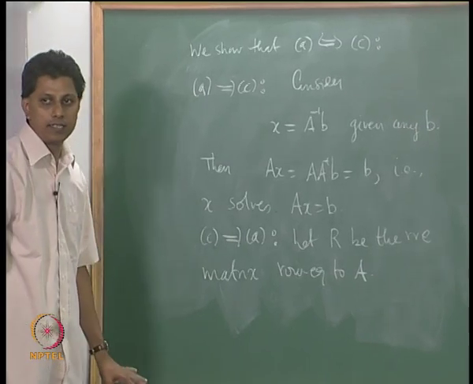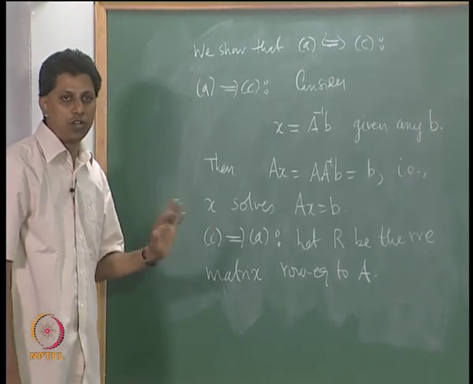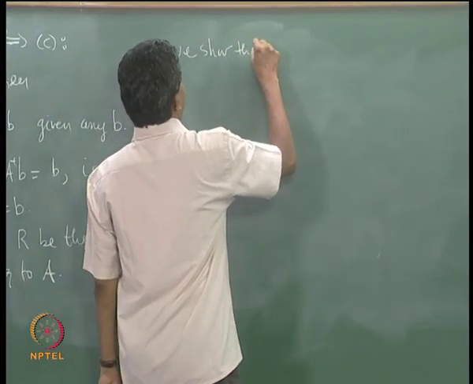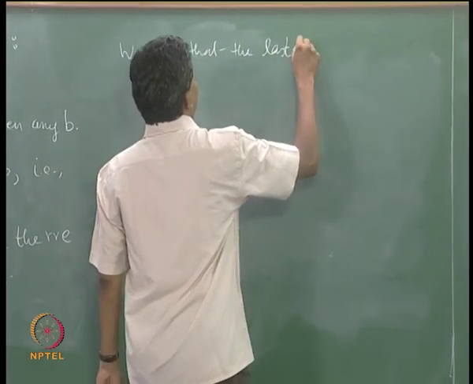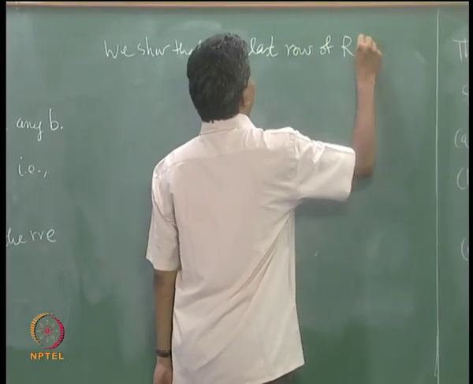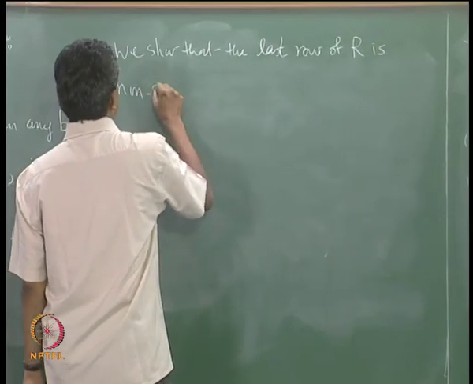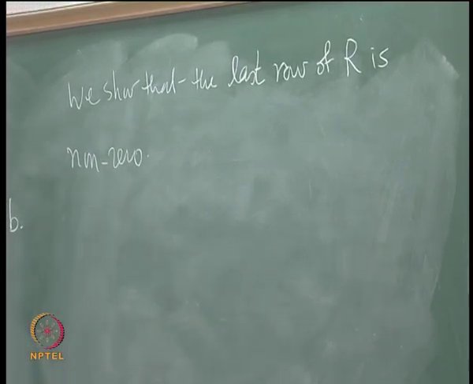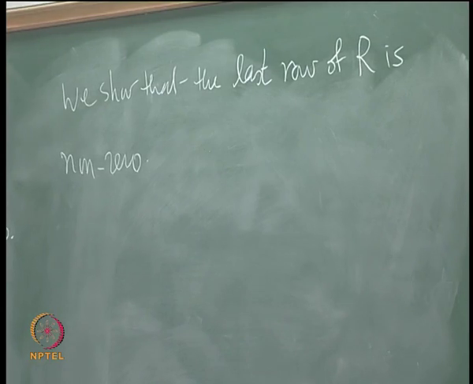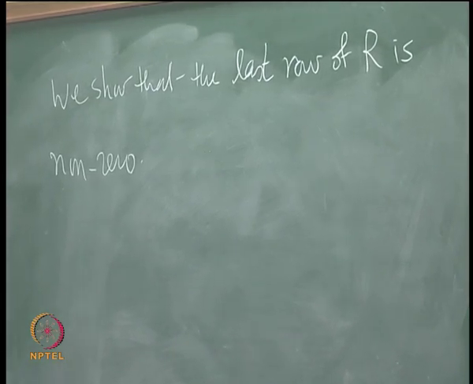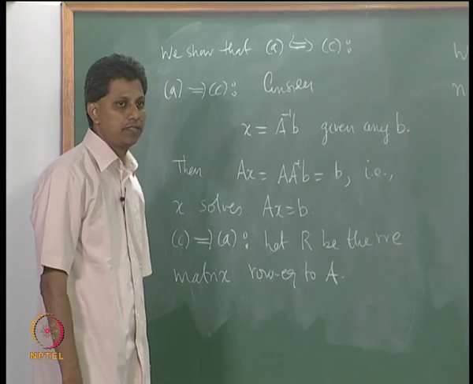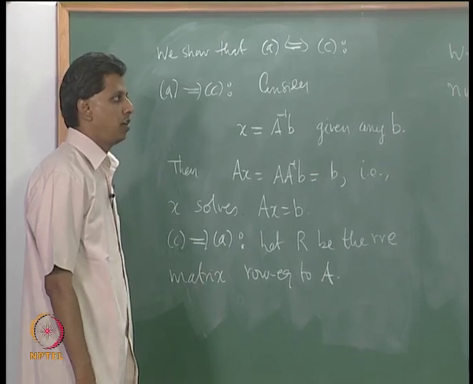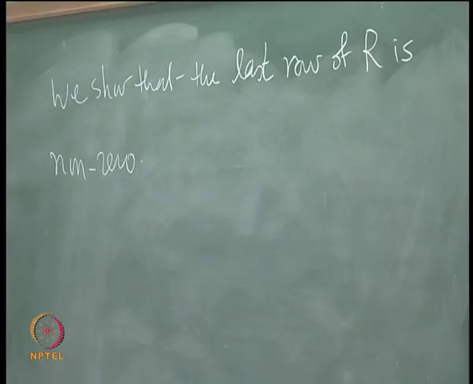I will show that the last row of R is non-zero. Is it clear that this would mean that R is identity? If R is identity, then it means A is row equivalent to I. Appeal to the previous theorem, A is invertible. So we are proving C implies A. If I show that the last row of R is non-zero, then it follows that A is invertible.